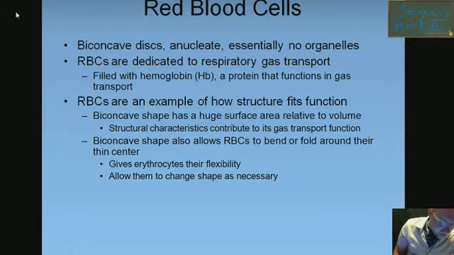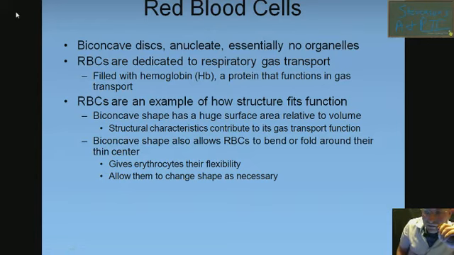Red blood cells are biconcave discs that are anucleated, meaning they do not have a nucleus, and they have essentially no organelles. The red blood cells are dedicated to respiratory gas transport, which means moving oxygen and carbon dioxide, and they do this by using hemoglobin. Hemoglobin is a protein that functions in gas transport. What makes it unique as a protein is it has a heme molecule, and that heme molecule contains iron, which allows it to bind to oxygen and hold on to it.